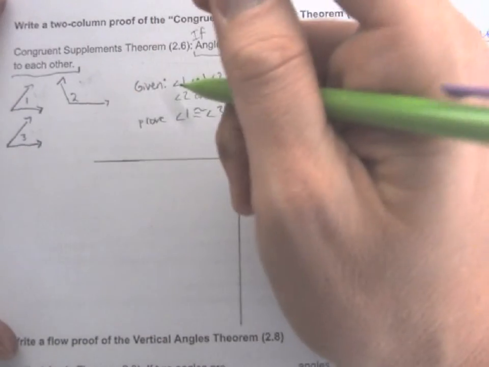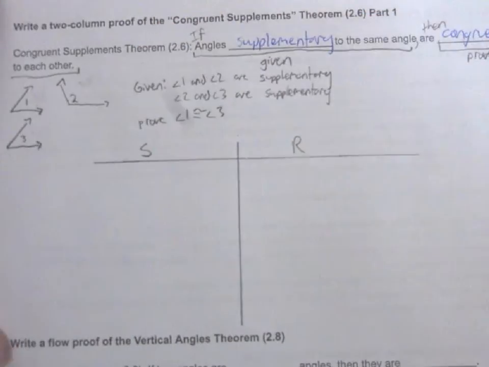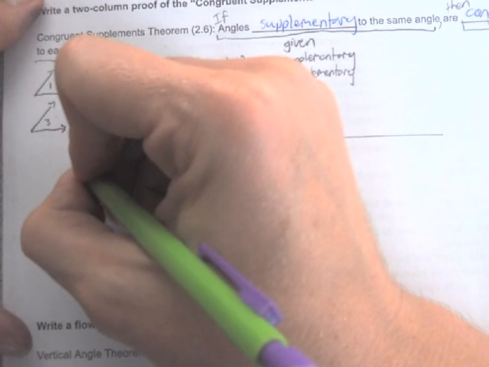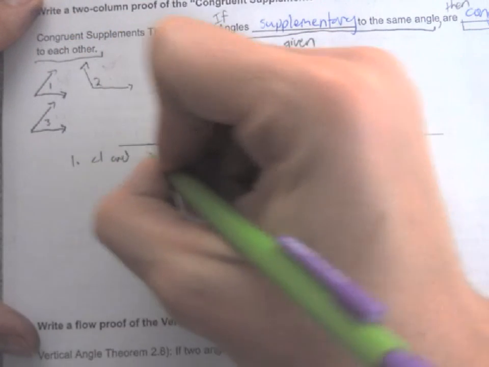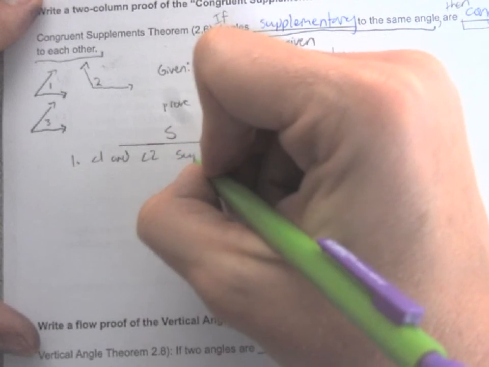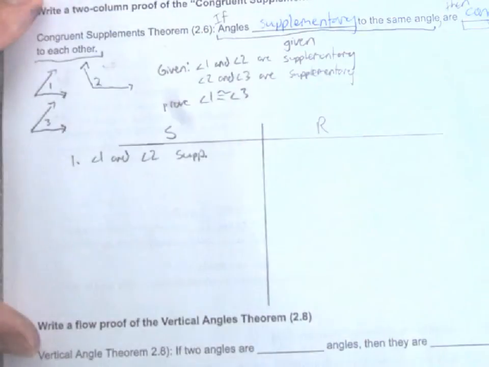All right, so on this side, in a 2-column proof, we have statements, and over here we have reasons. I'm going to use S and R. Okay. Also, the first thing that we always write down is the given. So angle 1 and angle 2 are supplementary. I'm going to abbreviate here. You're welcome to do the same.